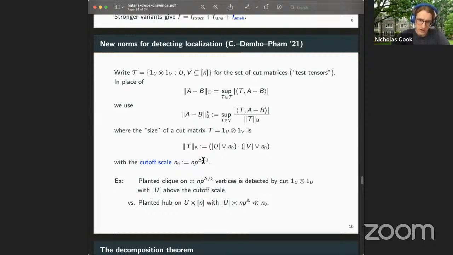So cliques are large with respect to this cutoff scale, and that test tensor's size would be quantified by its volume. But then a hub is a sort of lopsided construction, where you have one small dimension and one very large one. And there, in particular, the small dimension of this test tensor is of size np to the delta, which is below our cutoff. And so there you wouldn't take the volume, you would have that the size is somewhat larger in the sense of this B norm.